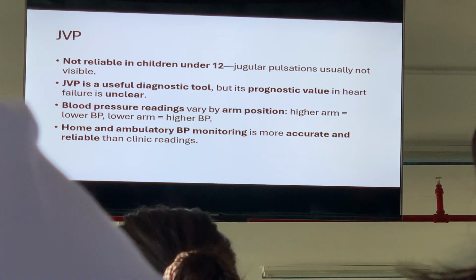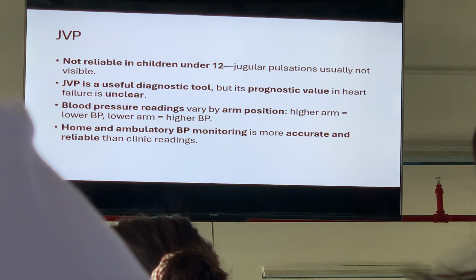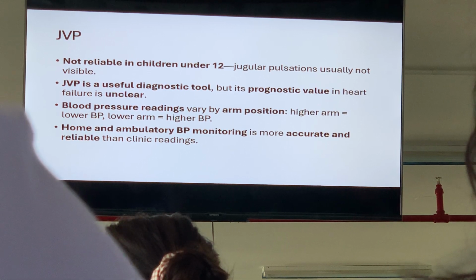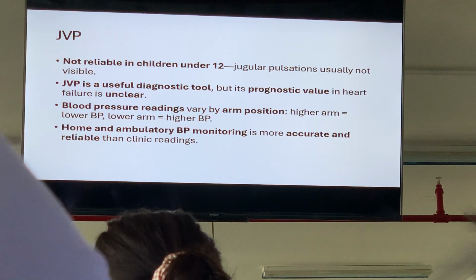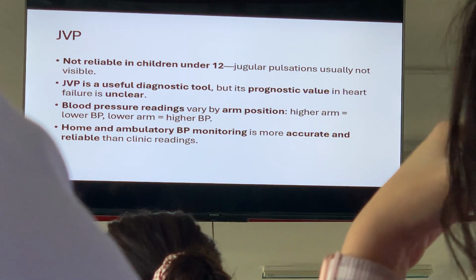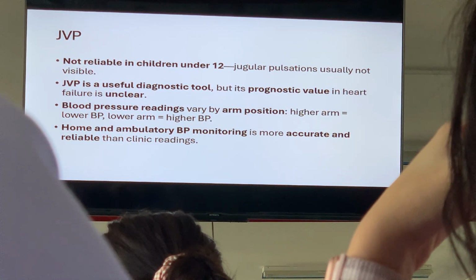So blood pressure readings vary by arm position, so you have to remember that. If you place the arm above, that will cause your BP to be lower, but if you lower your arm, that will cause the BP to be higher.